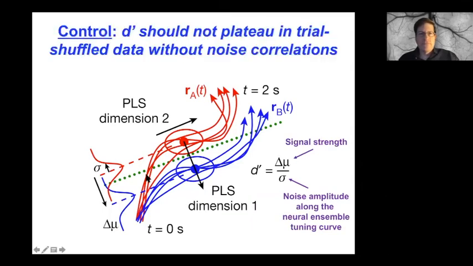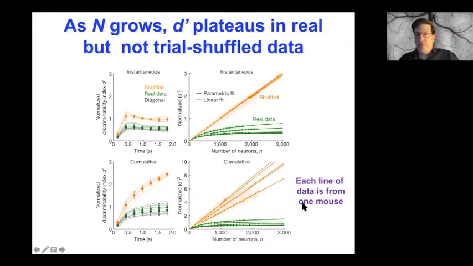And moreover, we have the ability to perform a control analysis with the trial shuffle data, in which we have attempted to remove the correlated noise fluctuations between cells, and D prime should not plateau when we analyze those data sets. So here I'm going to show you the results from both the real and the trial shuffle data sets. You can see the real data in the green, the trial shuffle data sets in the orange. And here you can see the D prime values as a function of time since stimulus onset for these two, when we examined subsets of neurons up to the size of the full number of neurons that we recorded.